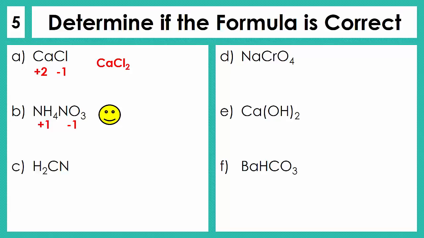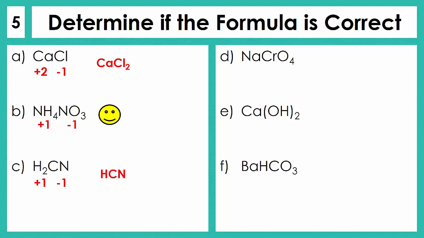Next I have H2CN. So the fact that I have 3 different elements here tells me right away there's a polyatomic ion, and that polyatomic ion is cyanide. So hydrogen is plus 1 and cyanide is minus 1. So I don't need 2 hydrogens, I only need 1.